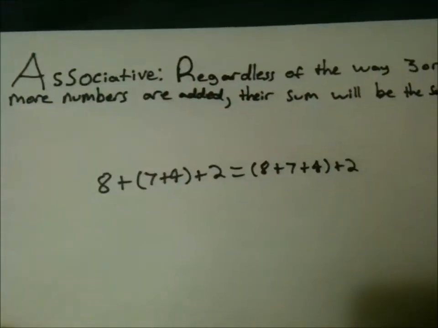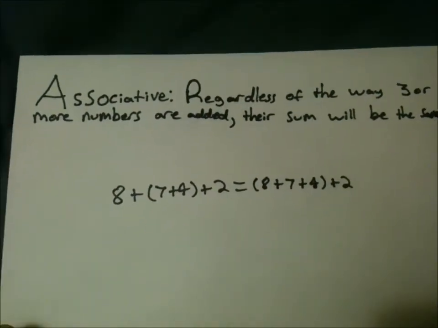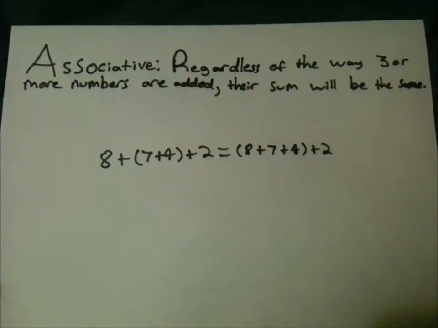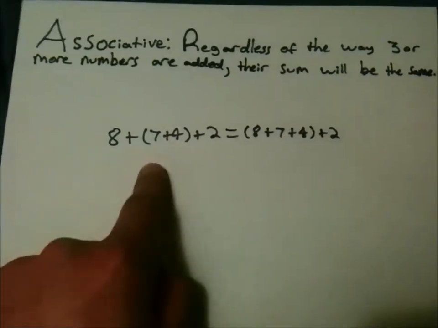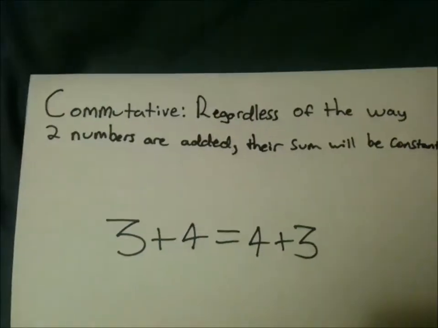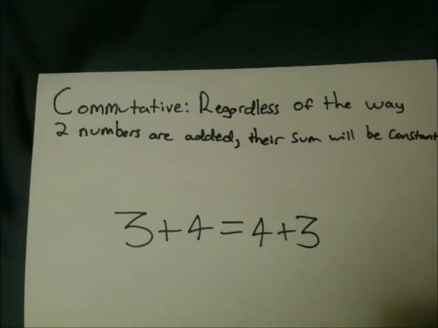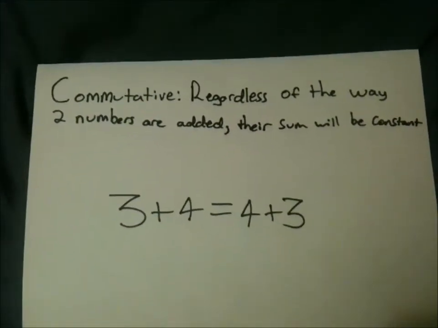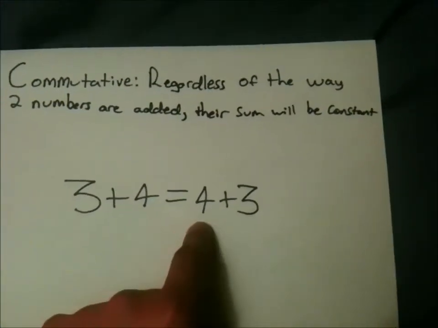Okay. Again, easy enough. Next up is the associative property, and it states, regardless of the way 3 or more numbers are added, their sum will always be the same. So, for example, regardless of how these numbers are grouped up, their sum will always be the same. Last but not least, we have the commutative property, and it states, regardless of the way two numbers are added, their sum will be constant. So for example, we have 3 plus 4 equals 4 plus 3.